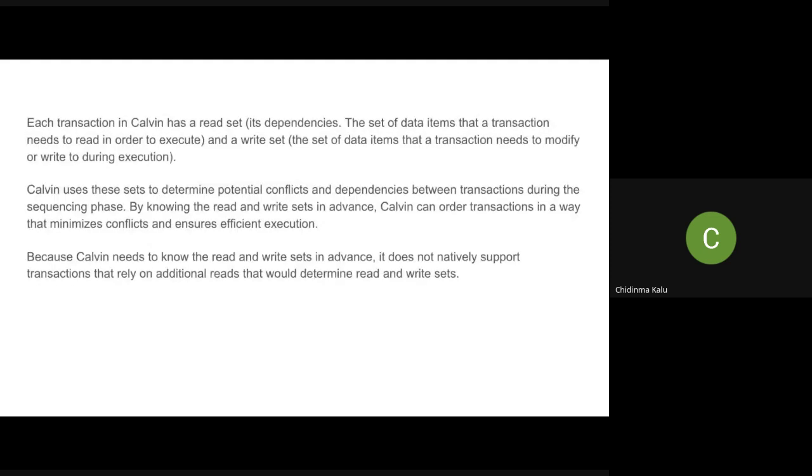I thought this was very important, knowing that transactions in Calvin have a read set and a write set. The read set contains the dependencies, the set of data items that a transaction needs to read in order to execute. And the write set is the set of data items that the transaction needs to modify or write during execution. Calvin uses these sets to determine potential conflicts and dependencies between transactions during the sequencing phase.